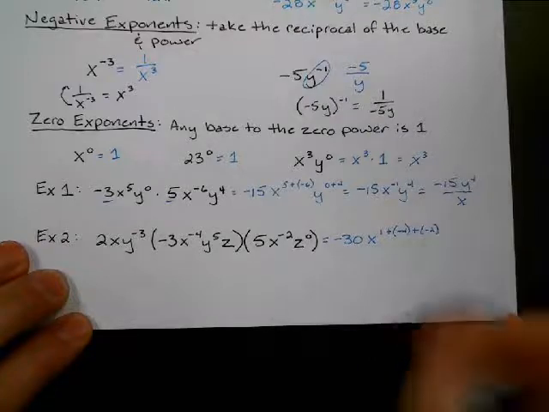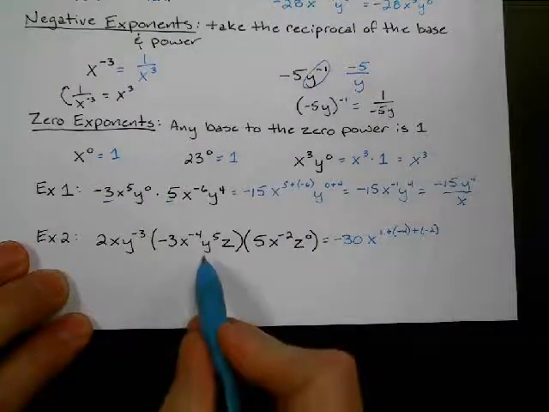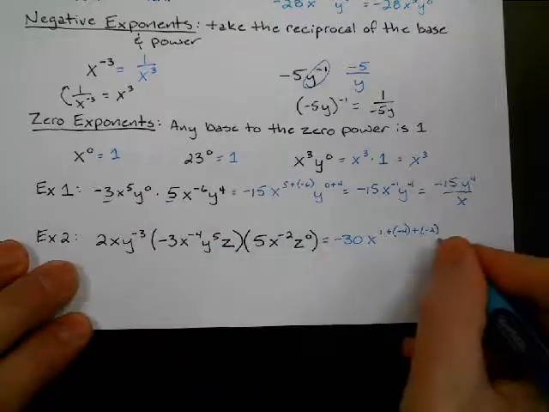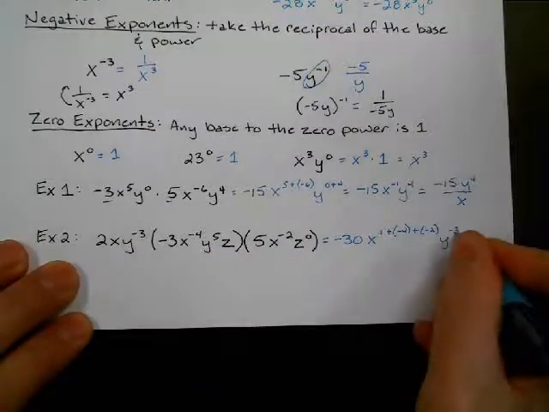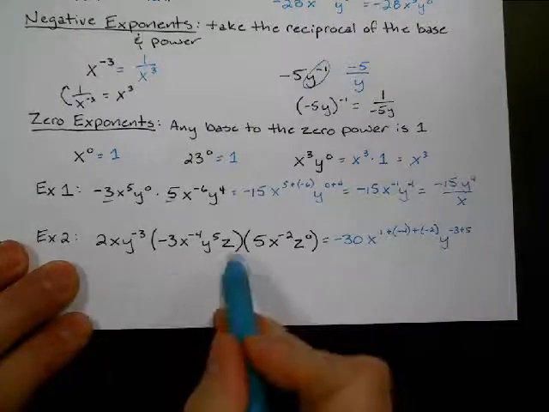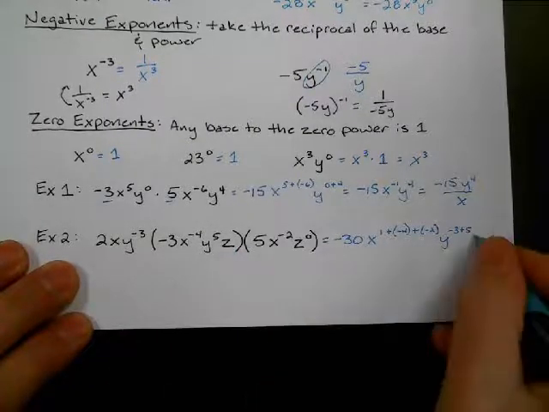Then I've got my y's. I've got negative 3 of them here and 5 of them here. So this would be y to the negative 3 plus 5. And for my z's, I've got a z here and a z here. So this would be z to the 1 plus 0.